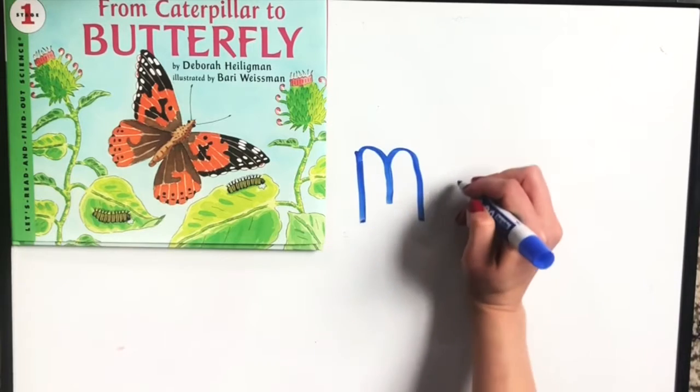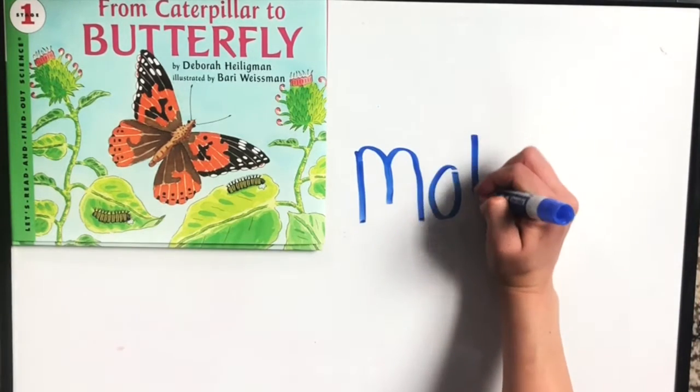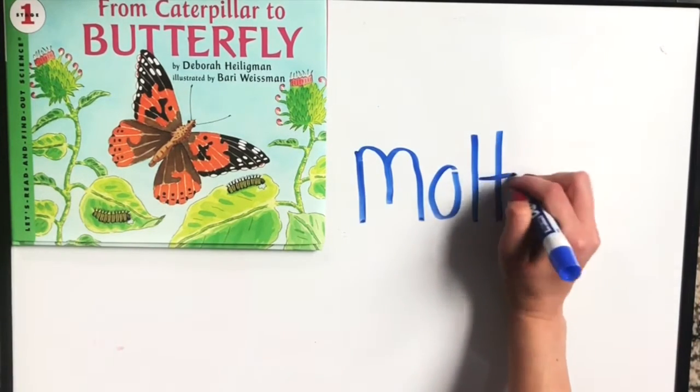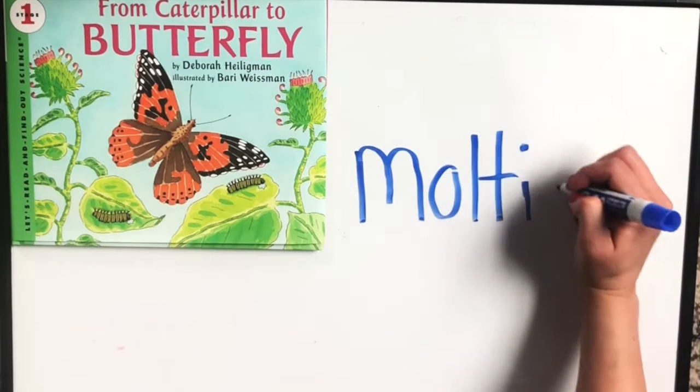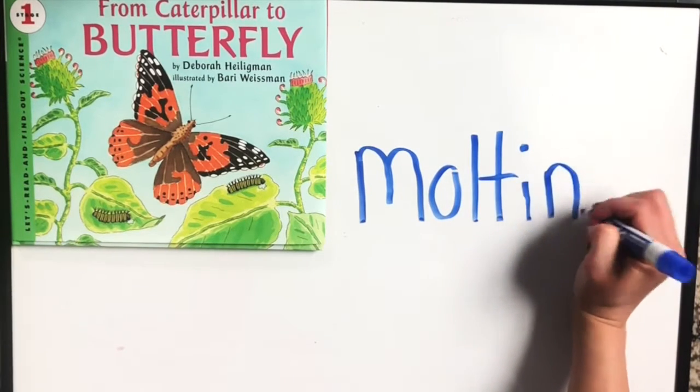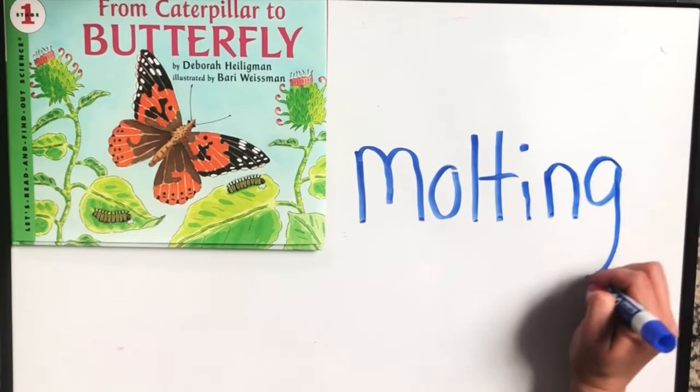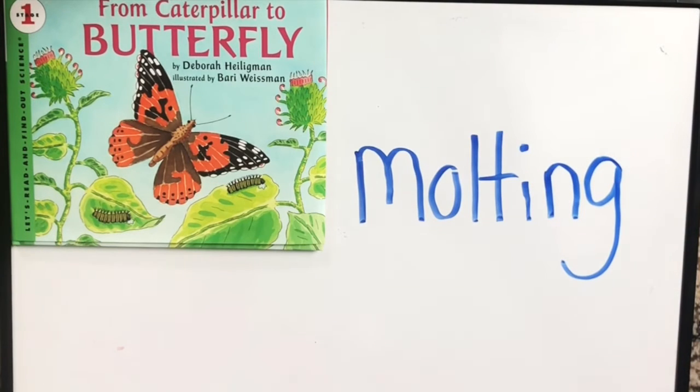Molting. And molting, friends, is the process that takes place when the caterpillar gets too big for its old skin, so it sheds it off so that it is able to have its new layer of skin. And that process, again, is called molting.